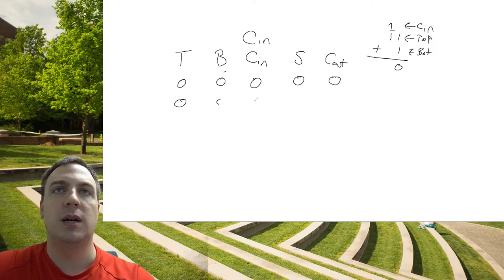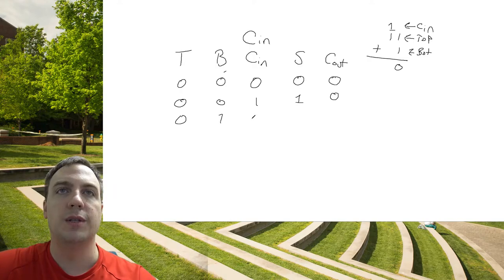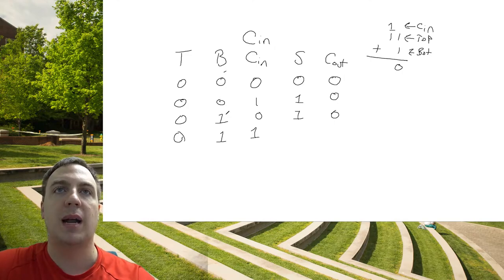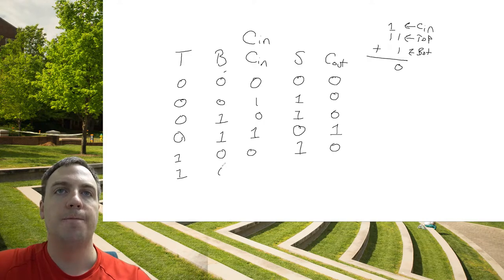What about 0 plus 0 with a carry in of 1? Well, obviously that's going to be 1, because it's 0 plus 1 without a carry. 0, 1, 0 is also 1 and 0. 0, 1, 1, as you can see here. If the bottom number is a 1, the top number is a 0, and the carry in is a 1, that's 1 plus 1, which is actually the value 2. So our sum is going to be 0, and we're going to carry out a 1. Then we get into where the top numbers are 1.